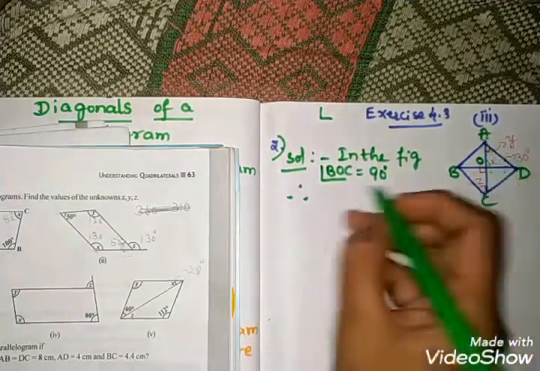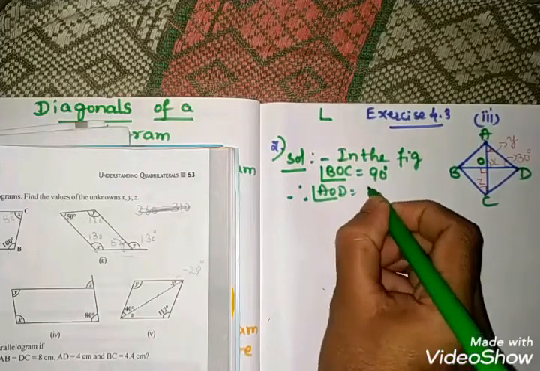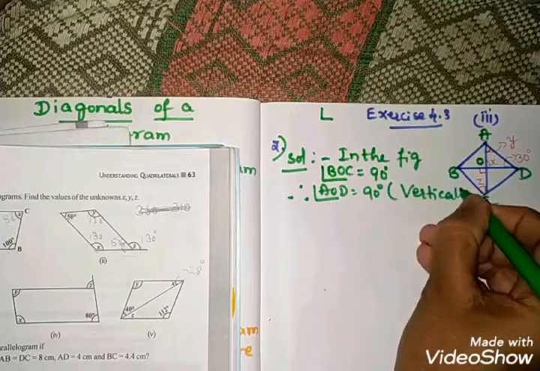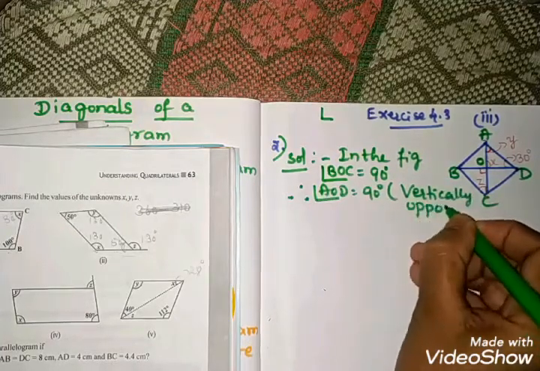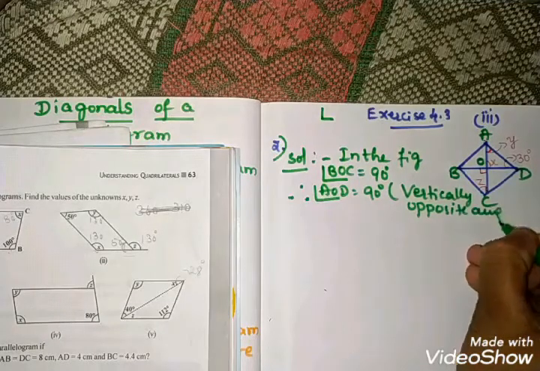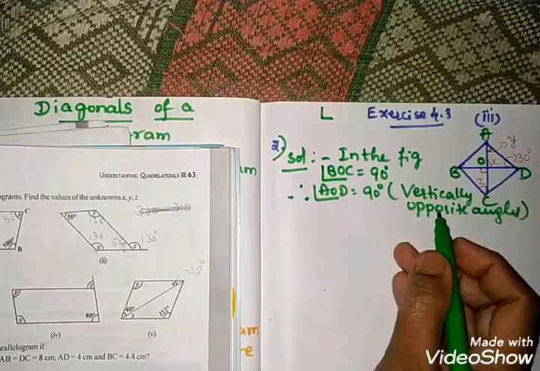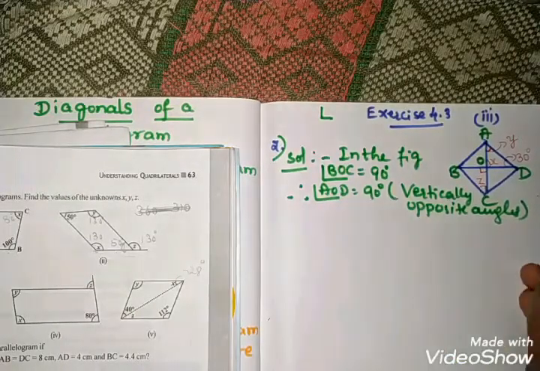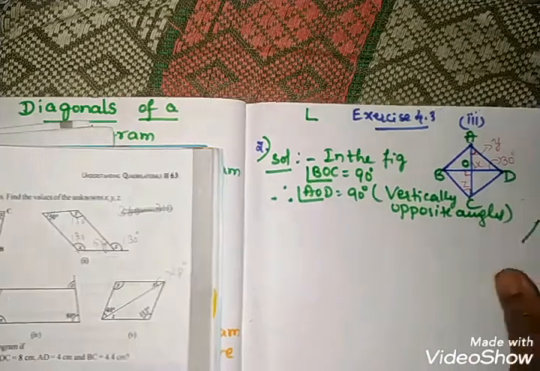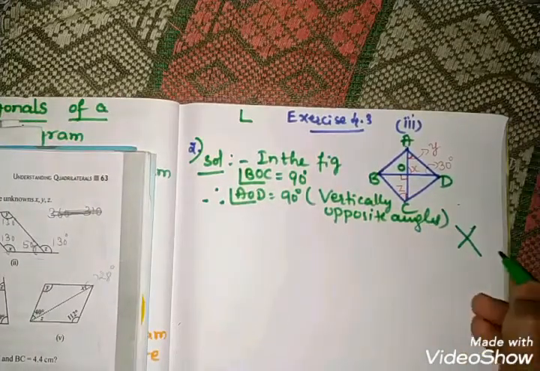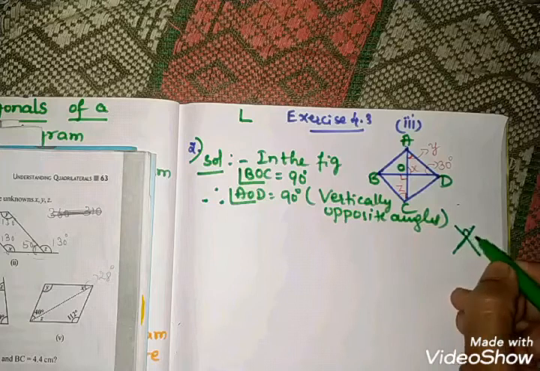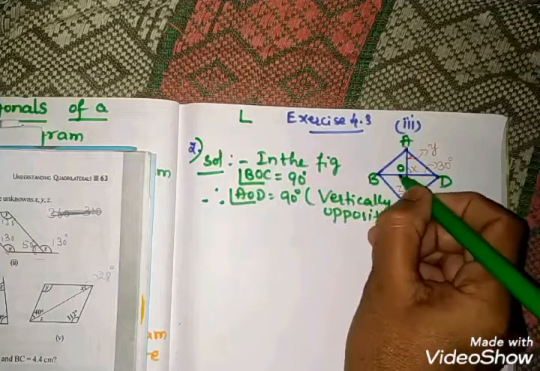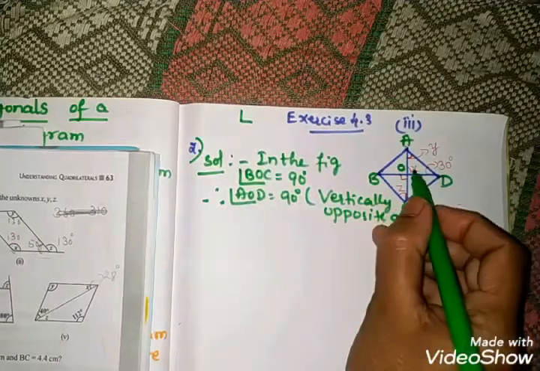Therefore, angle AOD is also equal to 90 degree, children, because vertically opposite angles. Did you come across this? In your lower classes, you come across this. When two line segments intersect like this, whichever angles are formed opposite to each other are known as vertically opposite angles. So here also the mark is there, this is equal to this. So this becomes 90 degree.